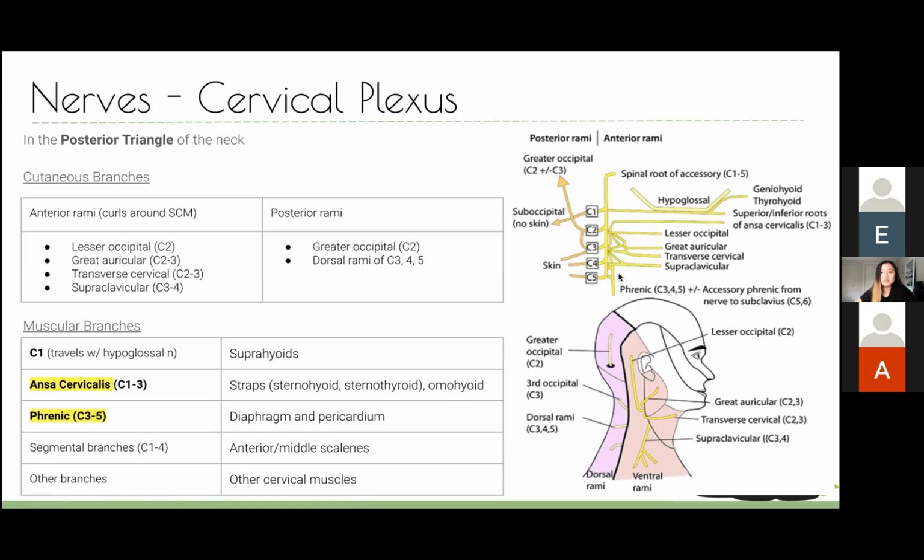Muscular branches, as you can see, it's a little bit, but the main two I'd say you should know at least is your ansa cervicalis, which is C1 to 3, supplying your strap muscles. So your sternohyoid and your sternothyroid, as well as your omohyoid. And then your phrenic nerve, C3, 4, 5, keeps the diaphragm alive. So that's your diaphragm and pericardium.